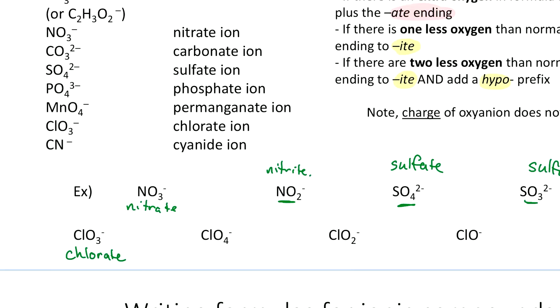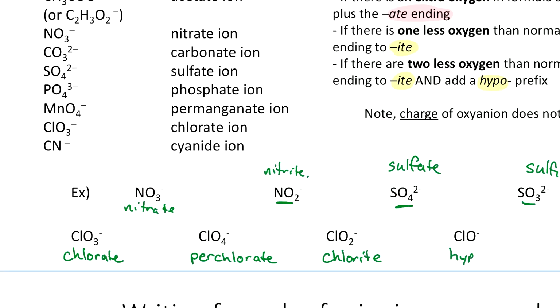Notice that the rest of the chlorines in these examples are just differing amounts of oxygens. Here we add an oxygen, so what do we do to the name? Add the per. So this is perchlorate. Now ClO2: if we go back to chlorate, we are losing an oxygen. What is that name? Chlorite, yes. And finally, we lost 2 oxygens relative to where we started, so this is going to be hypochlorite. Notice how all of them have the exact same charge. All right, so that's some practice.